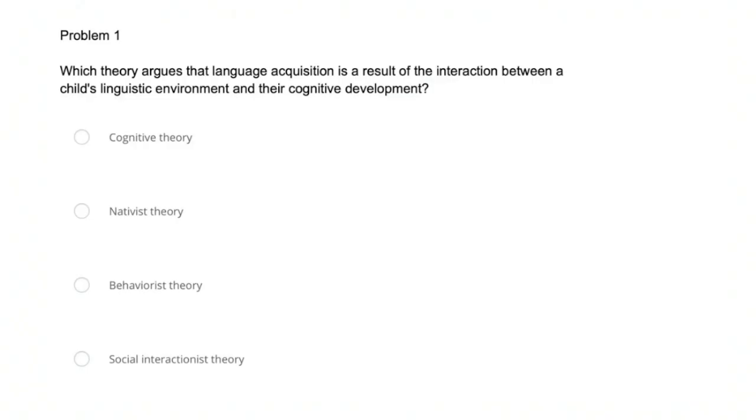Problem 1. Which theory argues that language acquisition is a result of the interaction between a child's linguistic environment and their cognitive development? Our options are cognitive theory, nativist theory, behaviorist theory, or social interactionist theory. Let's break down the question. It's asking which of these theories says language acquisition, or the acquiring of language, is a result of the interaction between a child's linguistic environment, or the words and sounds that they hear in their environment, and their cognitive development, their ability to learn and process new information.